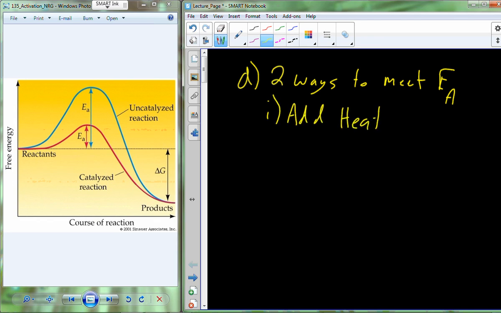The way that's not too advantageous is to simply add heat. We briefly spoke about this before, so can someone tell me what would happen to the chemical reactions in the human body if we just increase heat? Okay, they would meet their energy of activation all simultaneously.